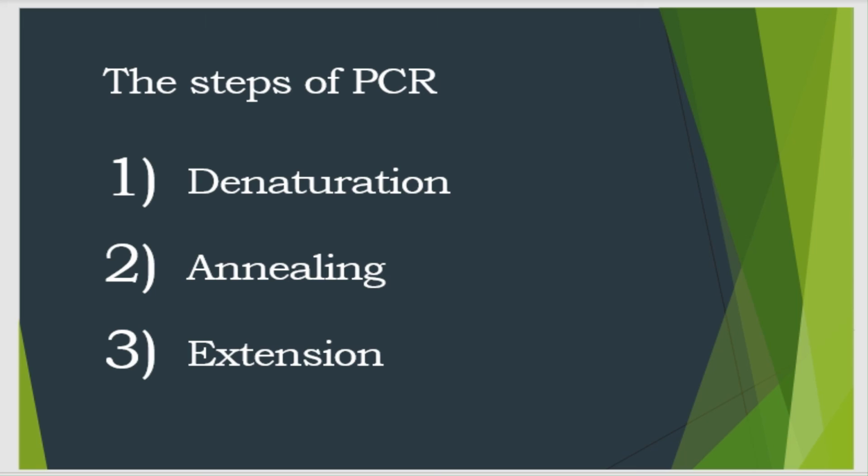So, we have denaturation, annealing, and extension. So, in the denaturation process, the reaction will be subjected to a very high temperature. So, the reason behind that is to separate or denature the DNA strands. So, this process will provide single-stranded template for the next step, which is called annealing. So, for the next step, which is called the annealing, the reaction will then be cooled down so that primers can bind to their complementary sequences on the single-stranded template DNA.